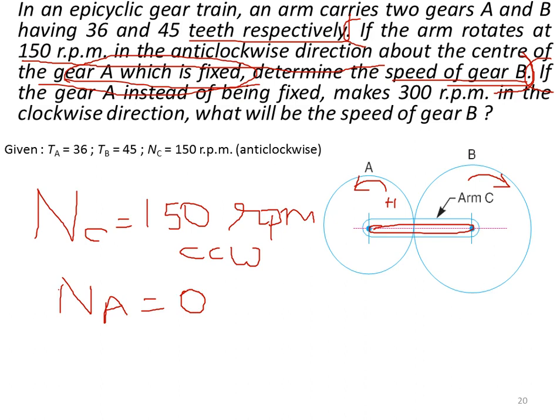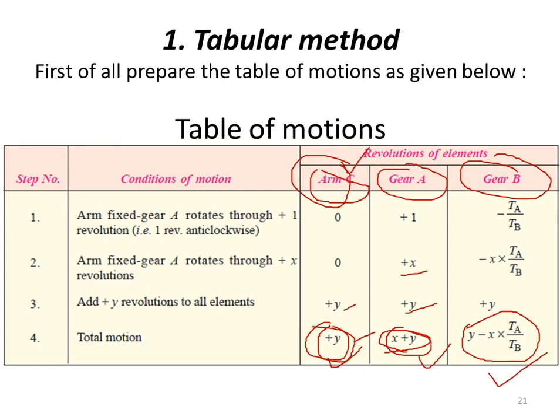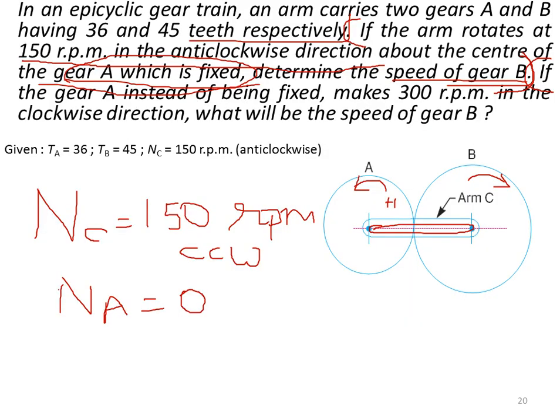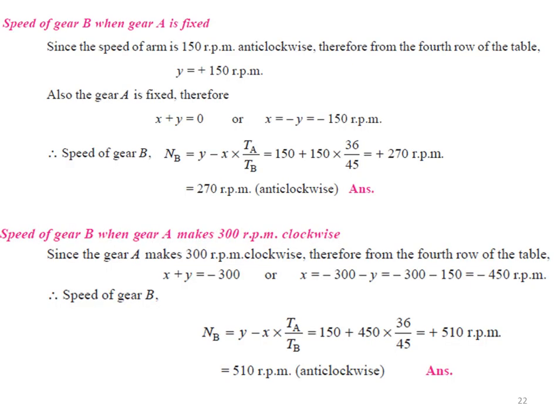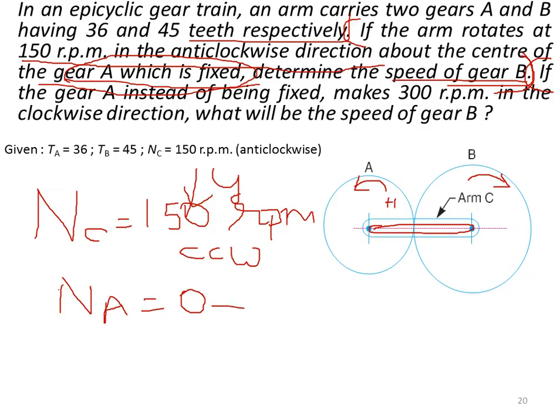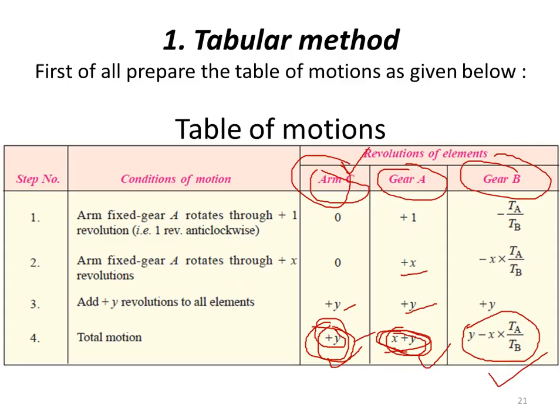Okay. So once you get NC and NA, what you get? You get here Y is for C. So this is nothing but you can consider as Y. And for A, what has it told? X plus Y. So X plus Y can be 0 and Y also 150. Like this you have to take the condition in the question. So let us solve it now.